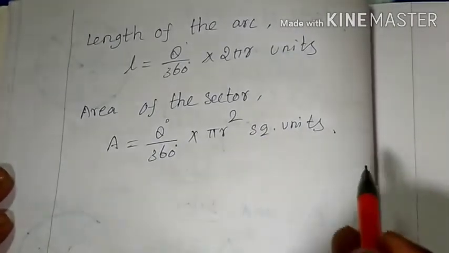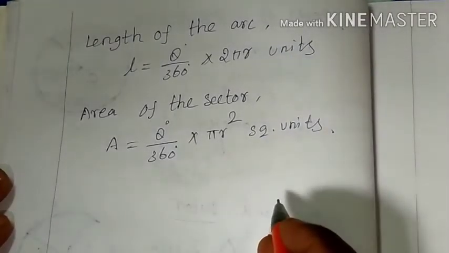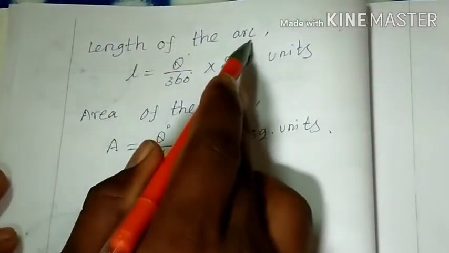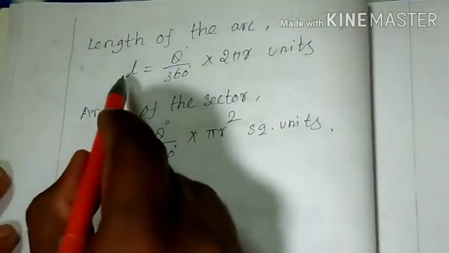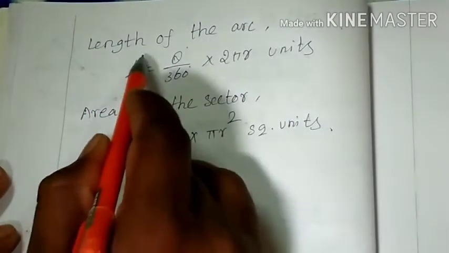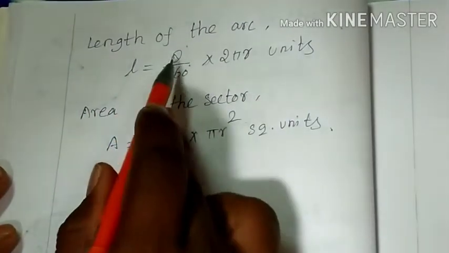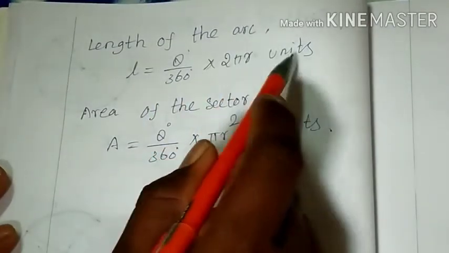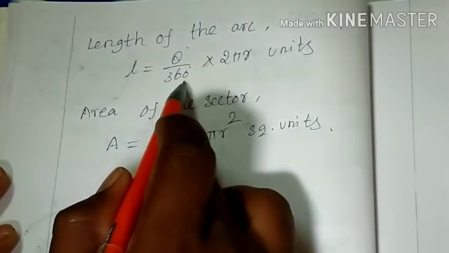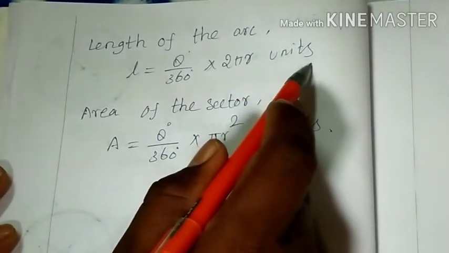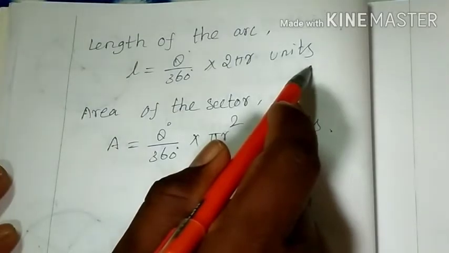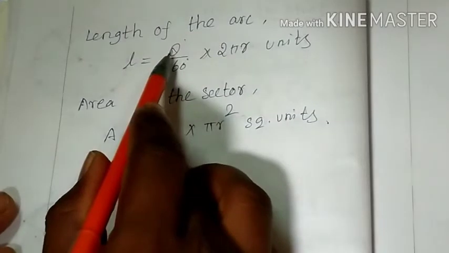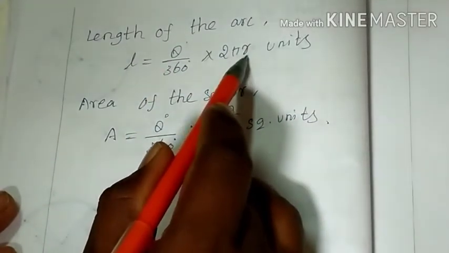Okay, dear students. Next are the important formulas for your section. The length of the arc, denoted by L, is equal to theta divided by 360 degrees into 2 pi r units. This is the length of the arc formula. Here we must know the angle and the radius of the circle.